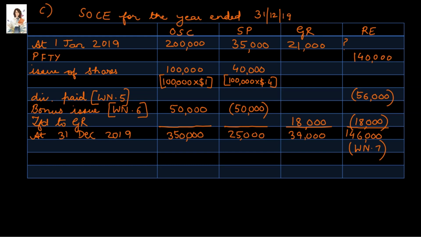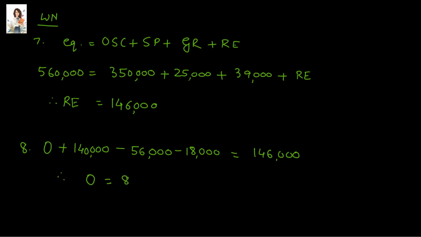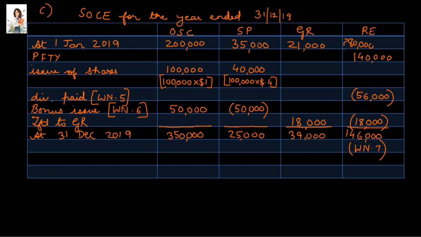Let's prepare a working note to find out the opening balance of retained earnings. This is working note 8. Opening balance plus profit for the year of $140,000 minus $56,000 of dividend minus $18,000 of transfer to general reserve gives you a closing balance of $146,000 for retained earnings. Therefore, opening balance of retained earnings will be $80,000 and we will enter this figure in the statement of changes in equity. So opening balance is $80,000, reference of working note 8.